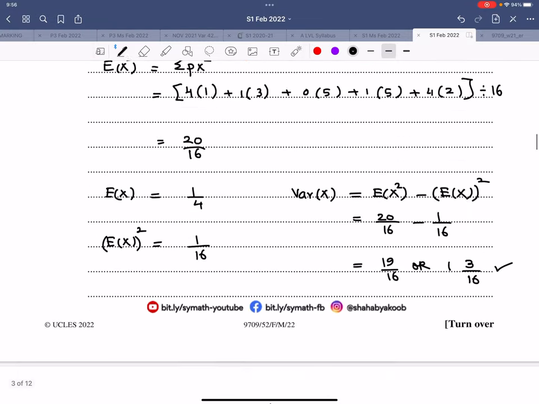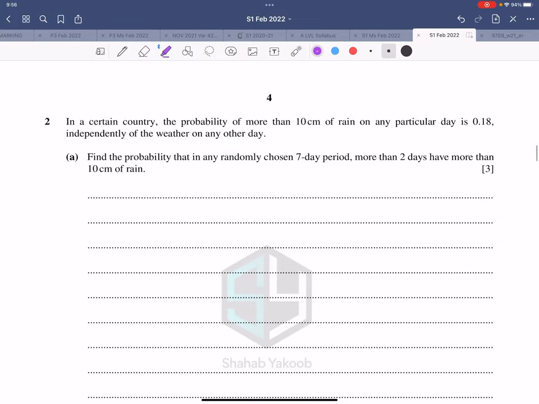Second question. Now it says, in a certain country, the probability of more than 10 centimeters of rain on any particular day is 0.18. That is the first thing that you observe. So let me underline it. The probability of more than 10 centimeters of rain on any particular day is 0.18, independently of the weather of any other day. Find the probability that in any randomly chosen 7-day period, and this was for a day, more than 2 days have more than 10 centimeters of rain.